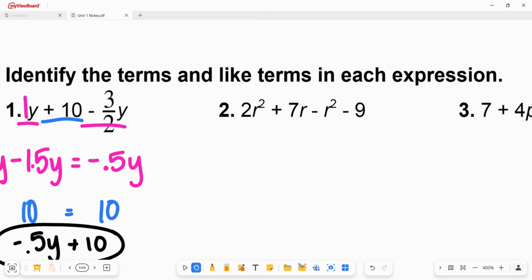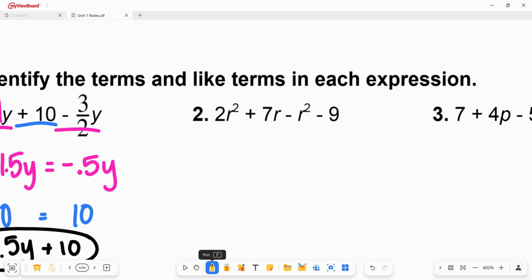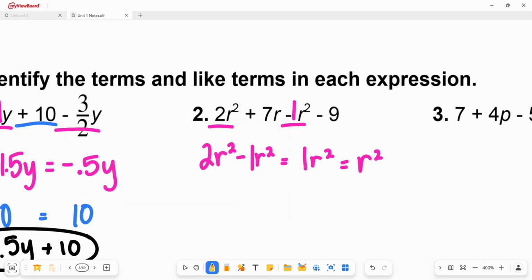All right, checking out the next one here. Number 2, go ahead, start underlining things that are the same. Again, anytime it's just that letter, I always throw that 1 there just in case, because I want to make sure that I don't forget it when I'm going through and doing these. So I'll have a 2r squared minus a 1r squared to give me a 1r squared. Now, I can also kind of use that same thing and now just say, well, it's r squared. Because that 1 out in front, I don't have to have it. Because 1 times anything is just itself. Okay, so you could use either version. I'm okay with it. Then we're going to look at our next one.